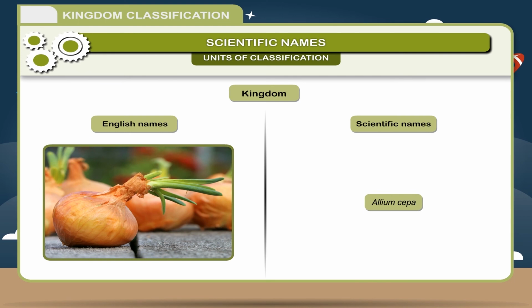While writing scientific names, the first letter of the generic name is always written in a capital letter. The second word, or species name, is written in small letters, and both of them, that is, genus and species, should be printed in italics or underlined separately.